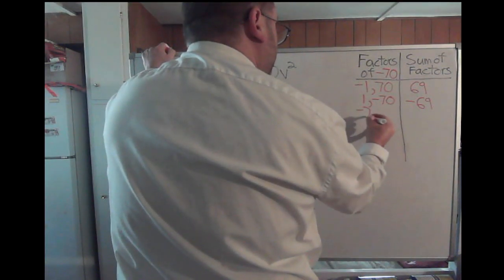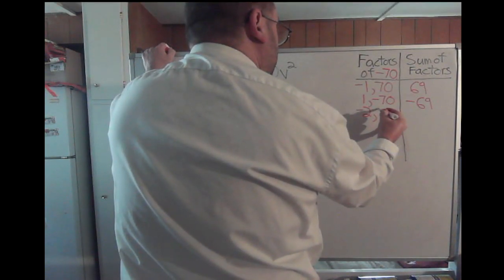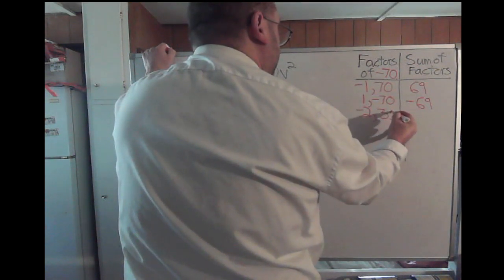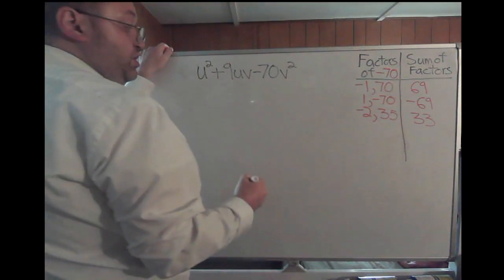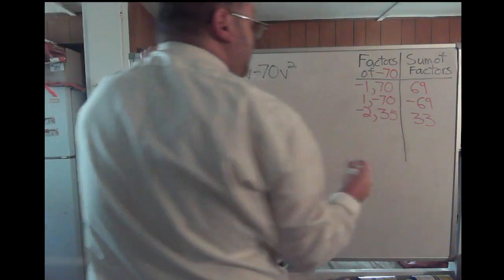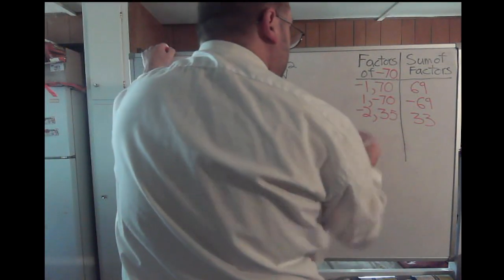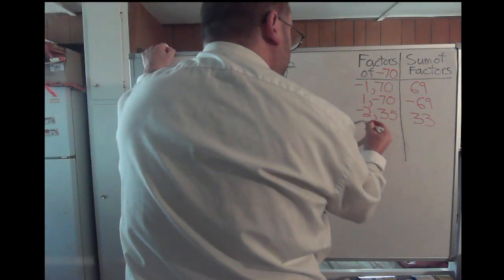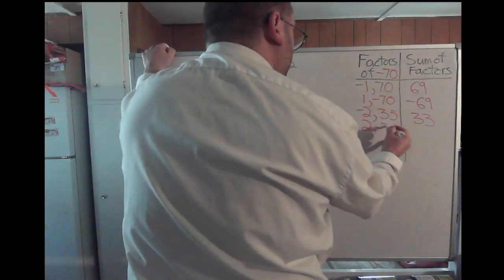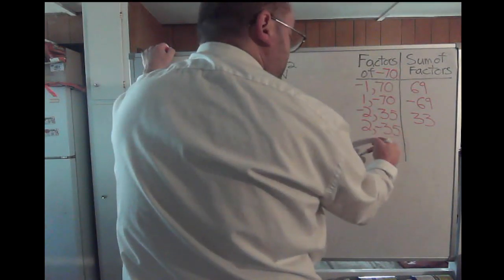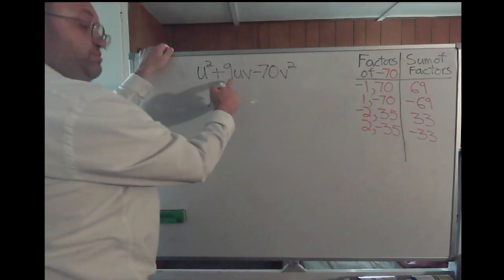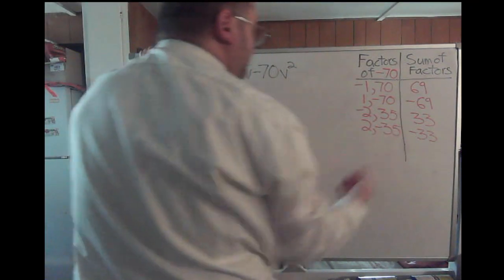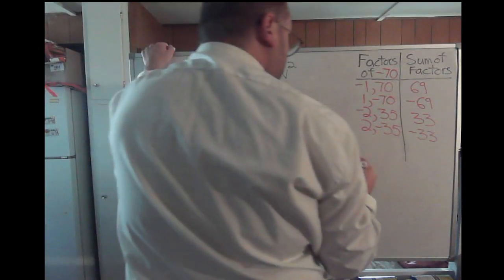How about negative 2 and positive 35? Add negative 2 and positive 35 together, you get positive 33. Well, your middle coefficient should be 9, not 33. Not going to work. So how about positive 2 and negative 35? Add those together, you'll get negative 33. Well, your middle coefficient should be positive 9, not negative 33. So that doesn't work.